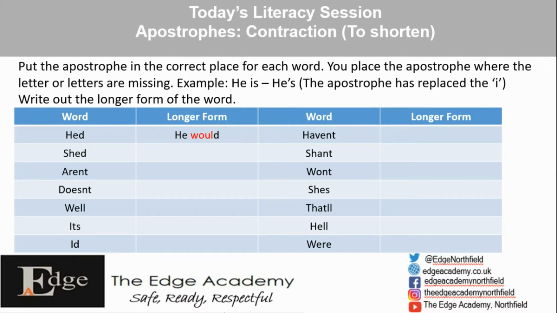So what I want you to do is put the apostrophe in the correct place for each word on the left-hand side where it says word, but then I also want you to write out the longer form of the two words. An example of this is the word he is. If you shorten it, it turns into he's. So you put the apostrophe where the letter is missing. The i is missing, so you would put the apostrophe there.